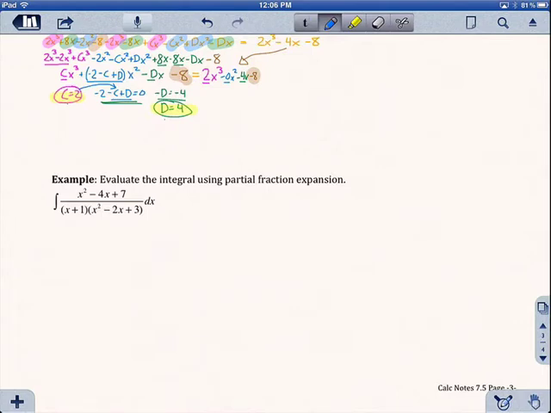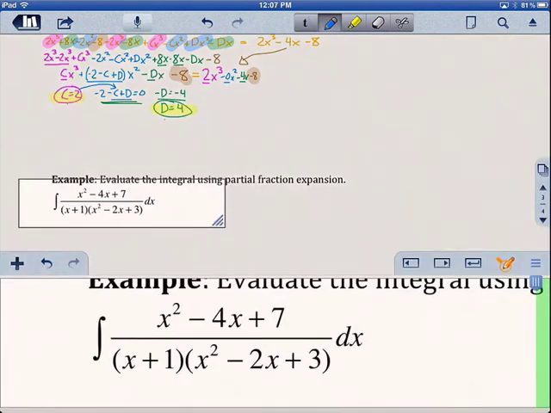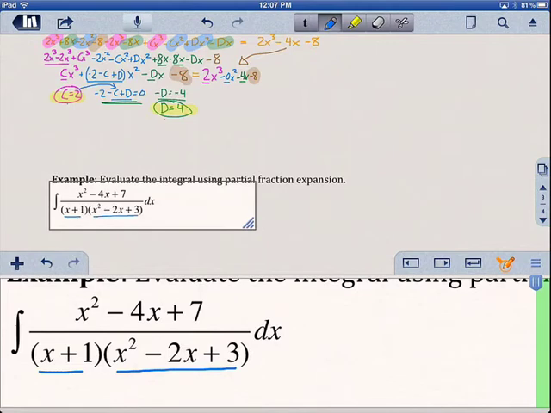It says evaluate the integral using partial fraction expansion. So again, looking here, we would want to factor the denominator. We have an x plus 1. And if we look at x squared minus 2x plus 3, that is prime, so we can't factor it, but we do have a distinct quadratic factor. So the first thing we want to do is separate this integral using partial fraction expansion.